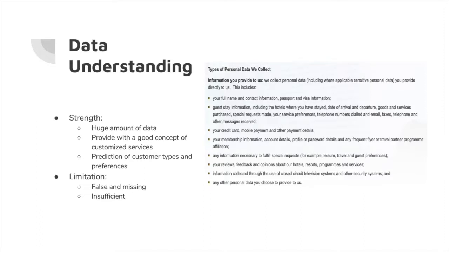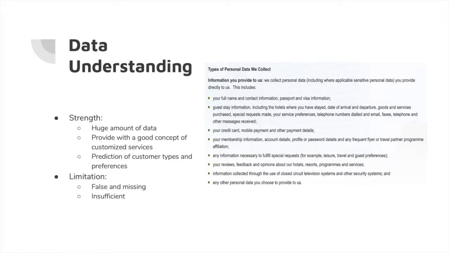Here are types of data that Shangri-La claims to collect from customers. The type of data are mainly related to locations and accommodation features of hotels that customers have stayed and customer feedback and ratings. The data has many strengths, like Shangri-La has a huge amount of data to choose from since it has the long history and is really experienced in this industry. And the data can also provide Shangri-La with a good concept of customized services and prediction of its original types of customers. However, it also has some weaknesses.